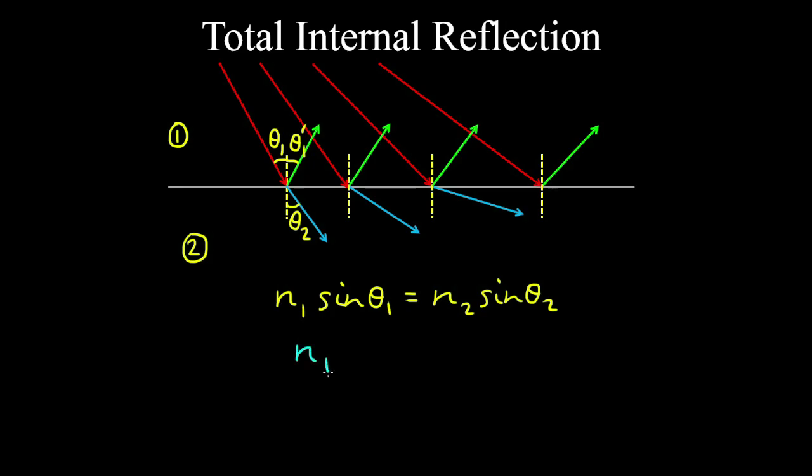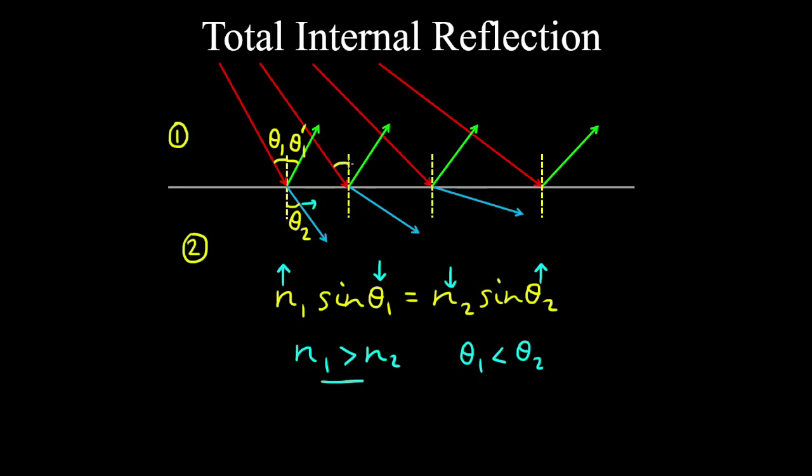Now suppose n1 is greater than n2. So remember, for this case, the incident angle must be less than the angle of refraction for this equation to balance. So therefore in this case, the incident angle is less than the angle of refraction, meaning that the incident light beam gets refracted or bent away from the normal to the surface.